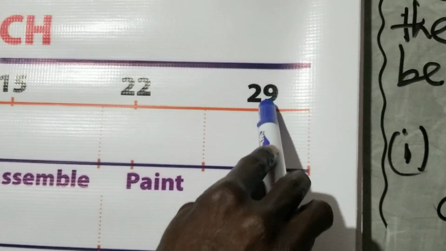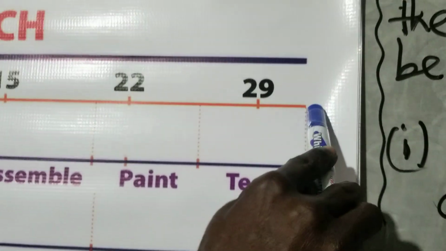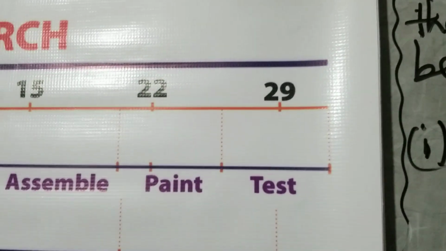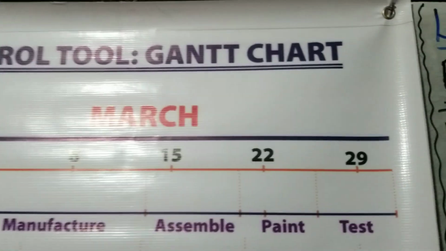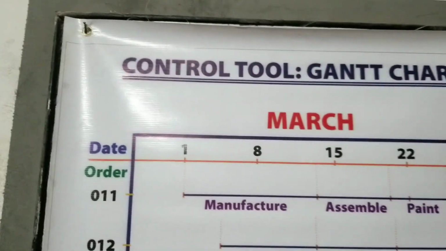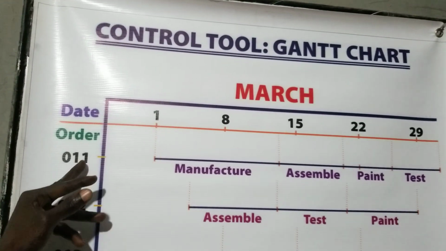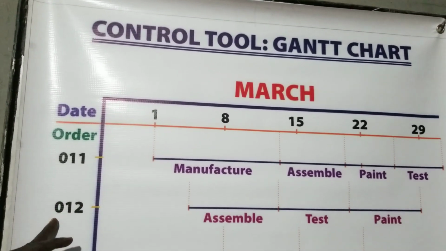Then testing starts from this time, and then it ends at this time, so that if they are supposed to export, they export it. That is for order 112. The same thing for order 111.